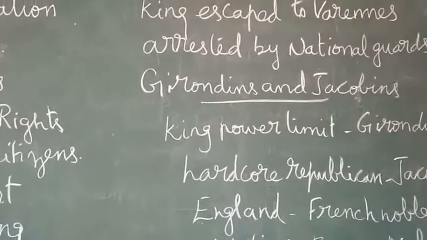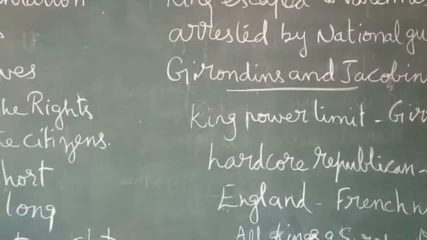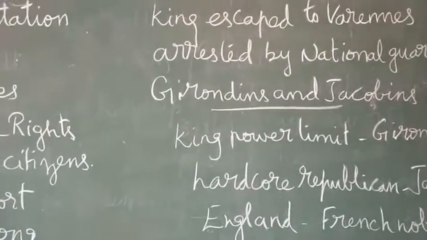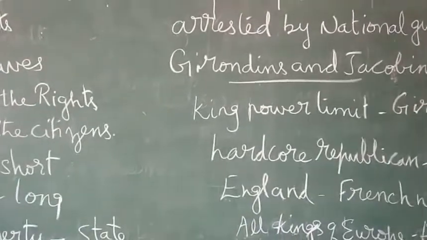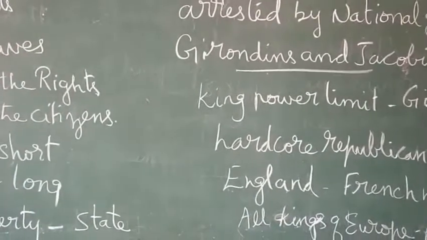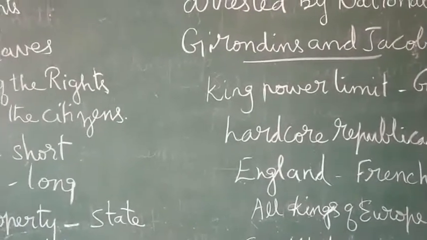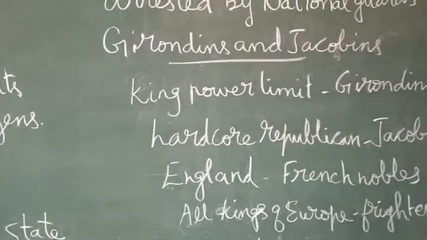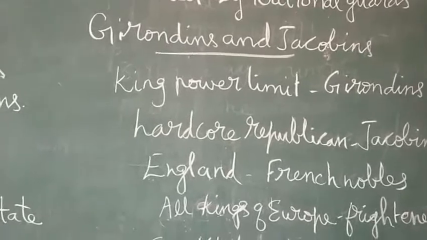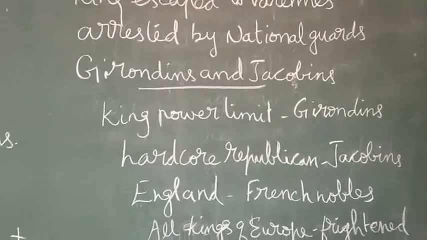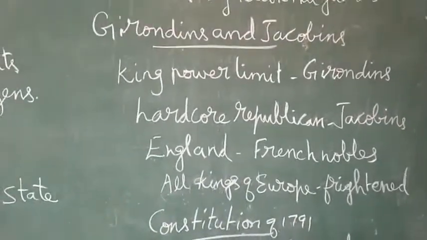This spread all over the foreign countries, especially in England. The French nobles ran away from the revolutionaries, came out, and settled in England. They continued to stand against the revolution. So all the kings of Europe were frightened by the revolutionary activities of the people. So this was the Girondins and Jacobins.